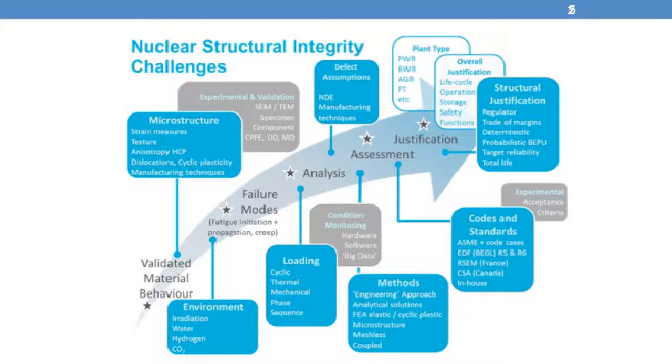And a lot of work has been done and continues to be done in most of these areas. For example, the detrimental effect of the environment on structural performance continues to be a topic of interest in a wide range of material systems, including environmental fatigue in PWRs, carburization in AGRs, and also delayed hydride cracking in heavy water pressure tube type reactors.